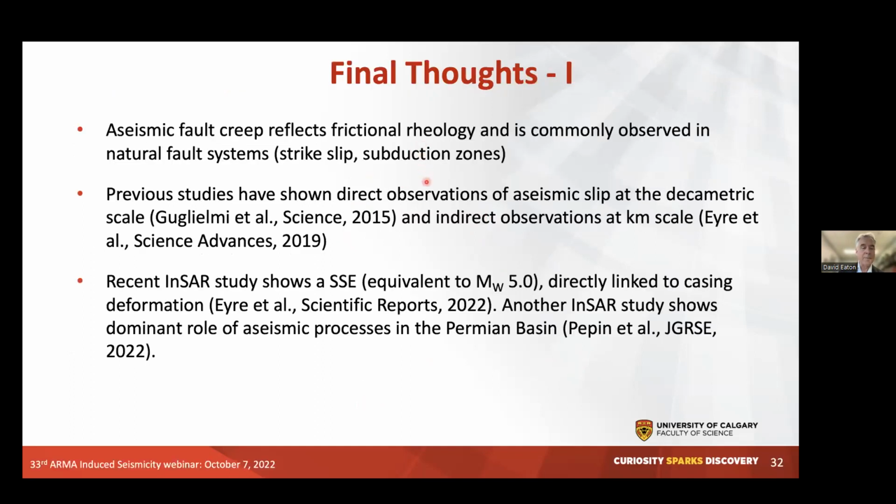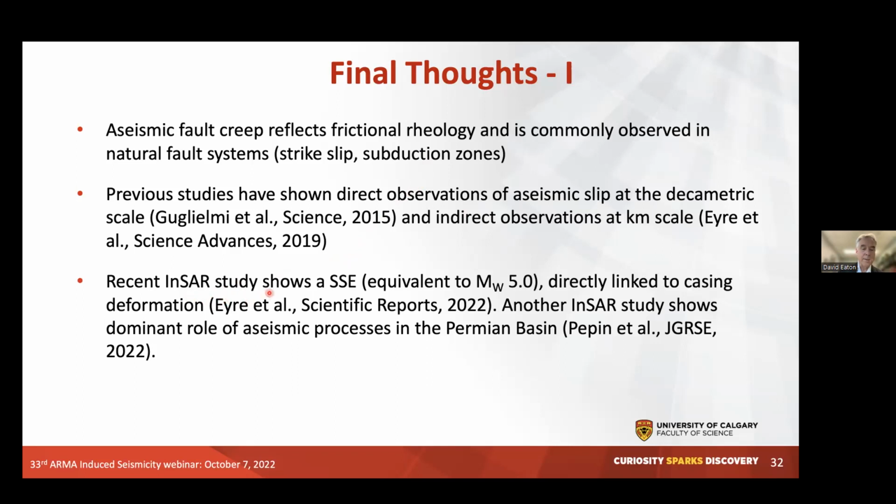So just to summarize a few final thoughts. Aseismic fault creep reflects the frictional rheology, so velocity strengthening versus velocity weakening, and is commonly observed in natural fault systems. A number of previous studies have shown direct observations of aseismic slip at the decametric scale and indirect observations of slow slip at the kilometer scale.